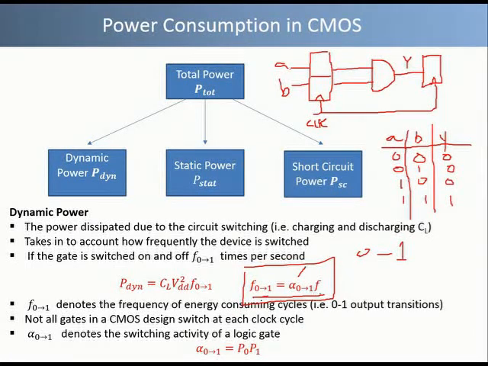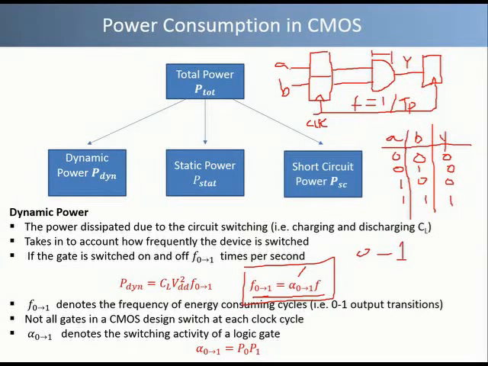Now to understand this relation, let us consider a certain combinatorial circuit, for example a 2 input AND gate, and we assume that its inputs come from a register and its output is also stored in the register. The maximum frequency of clock signal that can be applied to its input and output registers is equal to 1 by Tp, where Tp is the propagation delay of this AND gate.